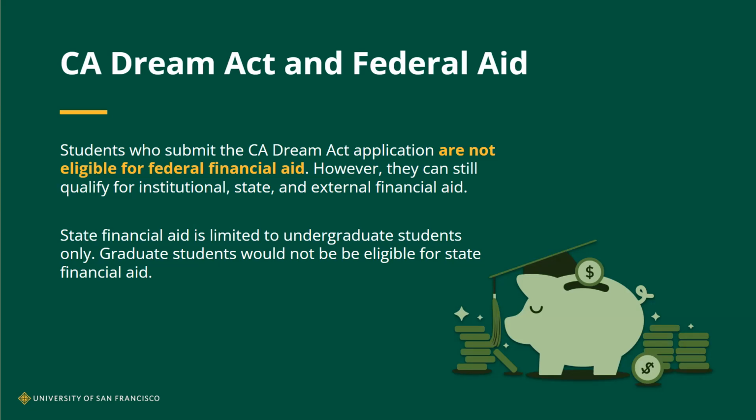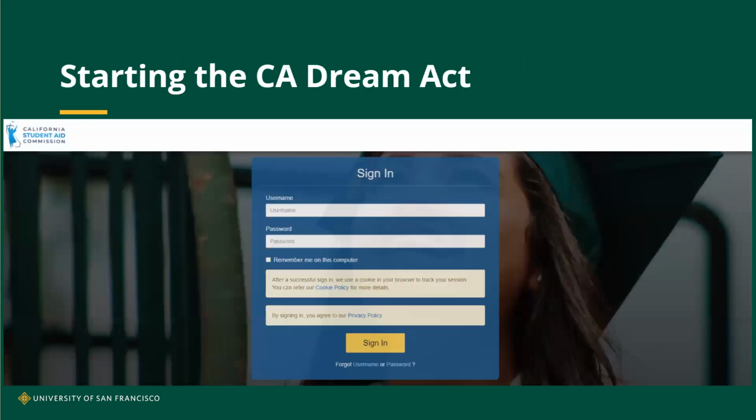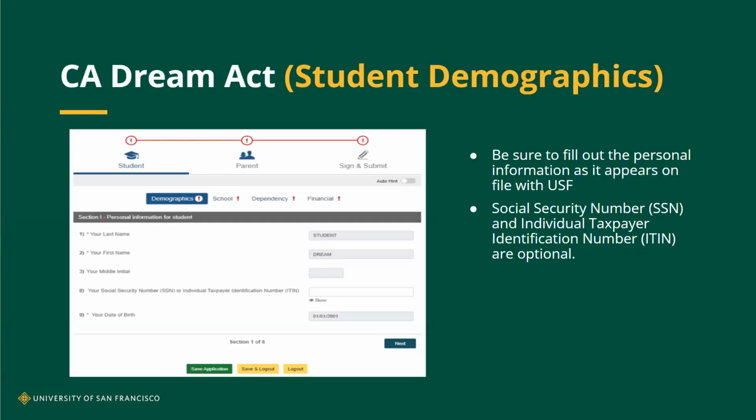And another side note, state aid is limited to undergraduate students. Graduate students are typically not eligible for state financial aid, with the exception of 1 or 2 programs as determined by the commission. So to start the California DREAM Act, you want to go ahead and sign in using that username and password that you created.